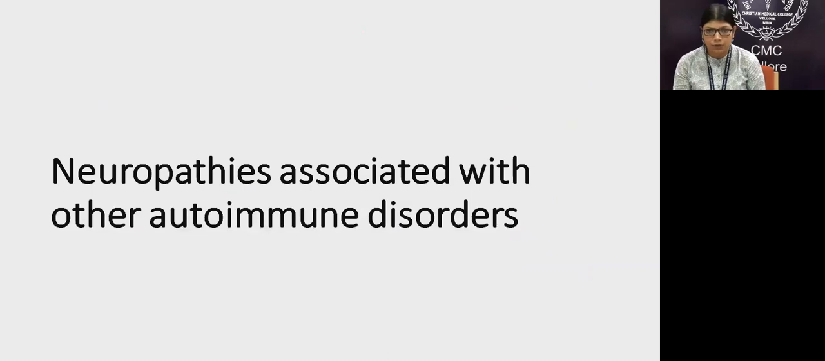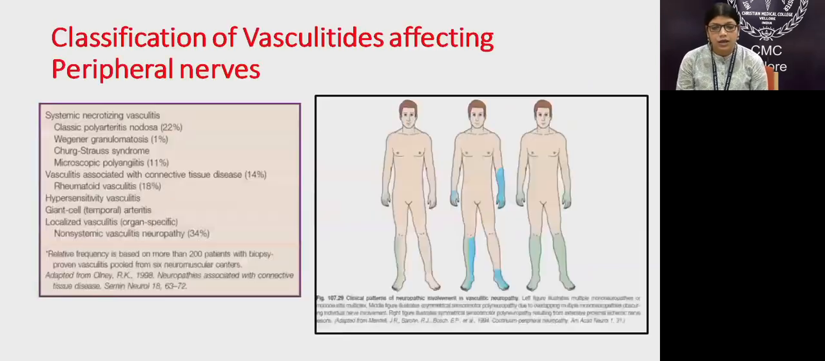Now, coming to the last part of the presentation, that is the neuropathies associated with other autoimmune disorders. The most important thing which we'll be discussing is vasculitis. The vasculitis can be systemic or non-systemic. Non-systemic means it is organ specific. The most common form of vasculitic neuropathy which we see is non-systemic vasculitic neuropathy. That means all your ESR, CRP, ANCAs might come back negative. Only on biopsy might we see it as a vasculitic neuropathy.